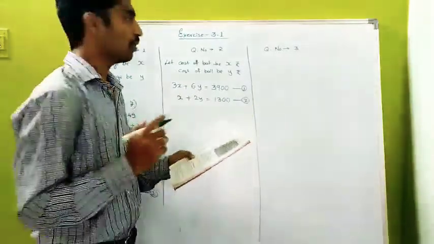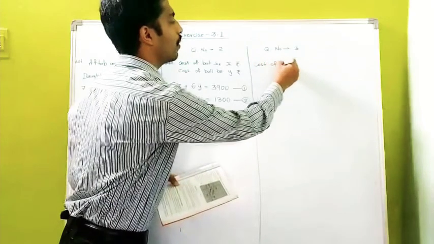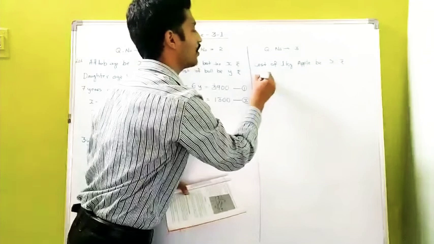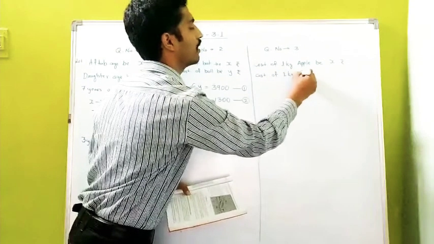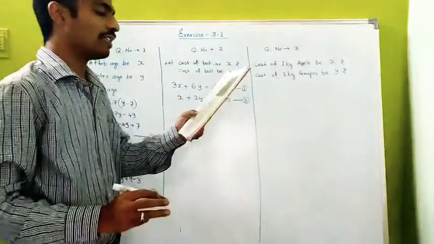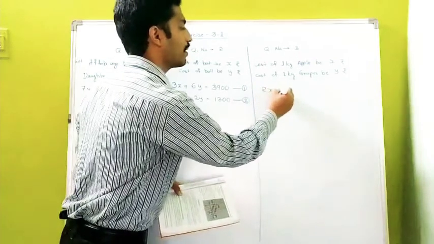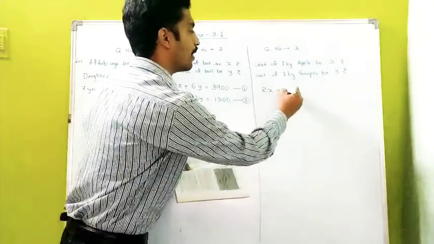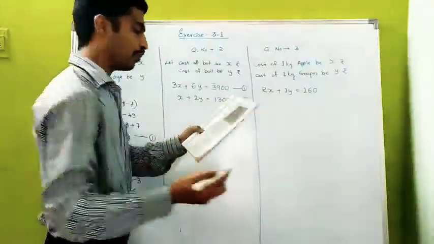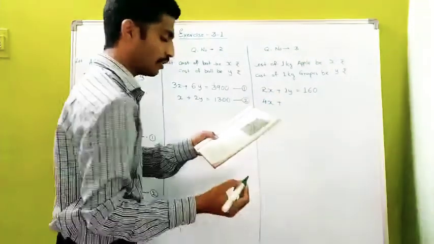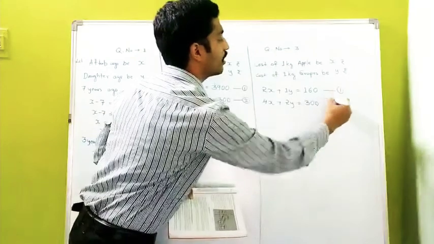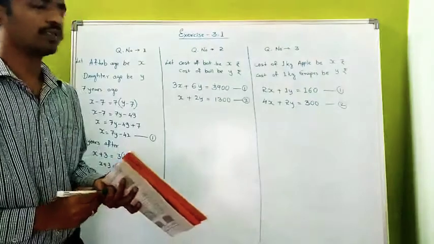So here apples and grapes are there. Okay, let the cost of 1 kg apple be x rupees, and the cost of 1 kg grapes be y rupees. Okay, as per the first condition, 2 kg apples and 1 kg grapes. So 2 kg apples means 2x, plus 1 kg grapes means 1y, equal to how much they found? They found 160 rupees. Okay, after a month, 4 kg apples means 4x plus 2 kg grapes means 2y. How much amount did they find? 300 rupees. Okay, here we got two equations. For these two equations, write the solution table and plot the graph.